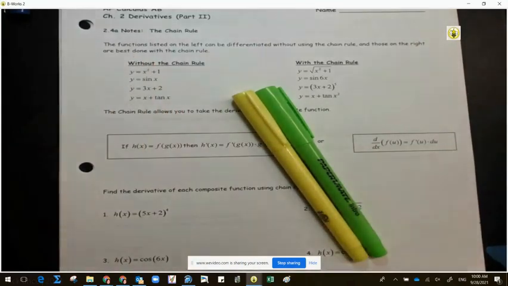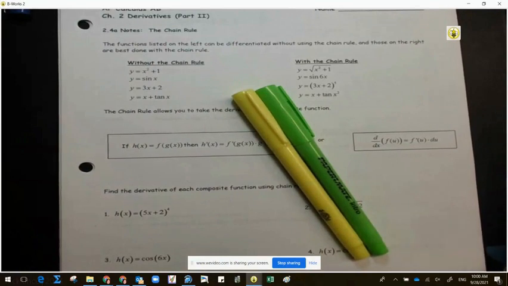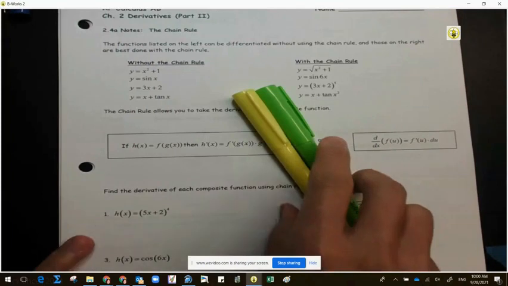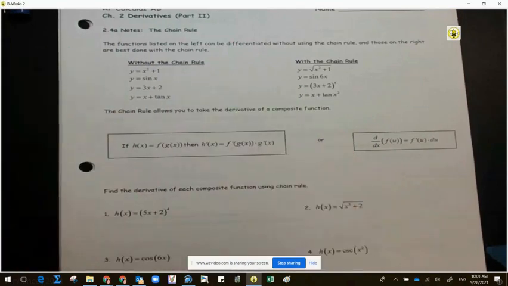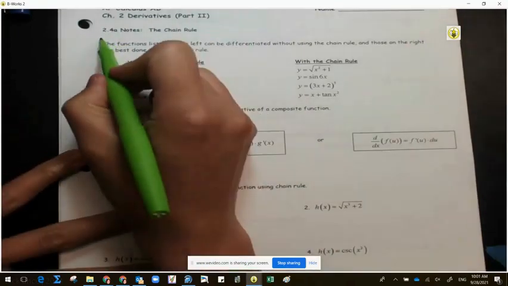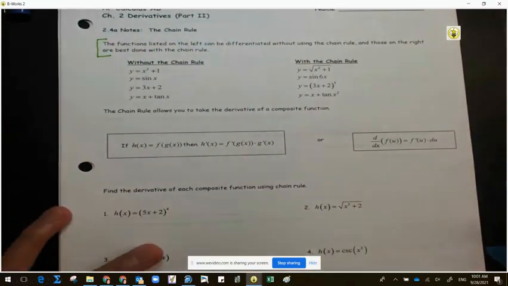Xavier, go ahead and read the function listed. The functions listed on the left can be differentiated without using the chain rule. And those on the right are best done with the chain rule. All right. So I'm going to elaborate what this basically means.